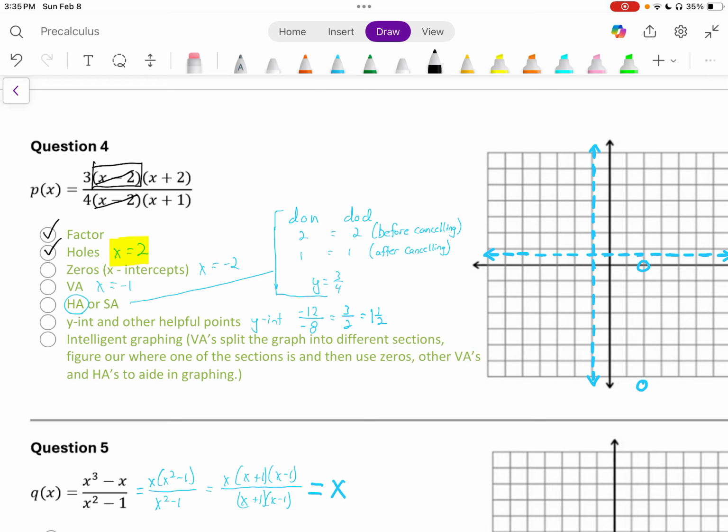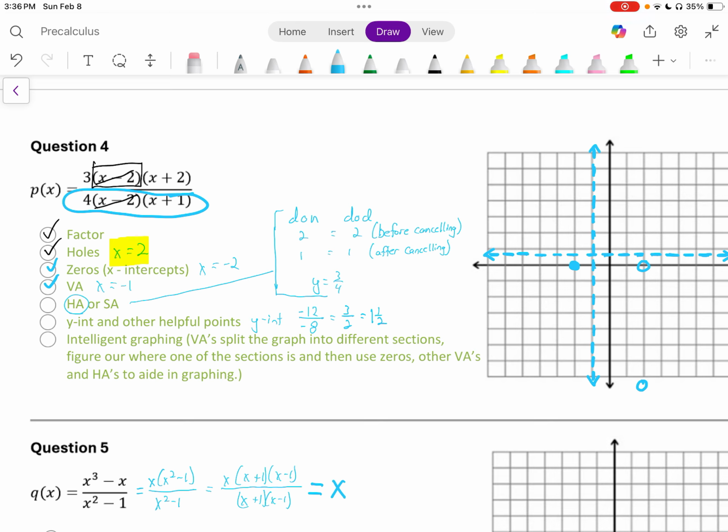Zeros. Now that it is canceled, any values make the numerator equal 0. So to find zeros or x-intercepts, we look at this. And x equals negative 2 makes that equal 0, so we have a zero at negative 2. So we'll put a point there at negative 2. Vertical asymptotes are values that make the denominator equal 0. So x equals negative 1. I already have that graphed in there. There's a vertical asymptote at x equals negative 1.